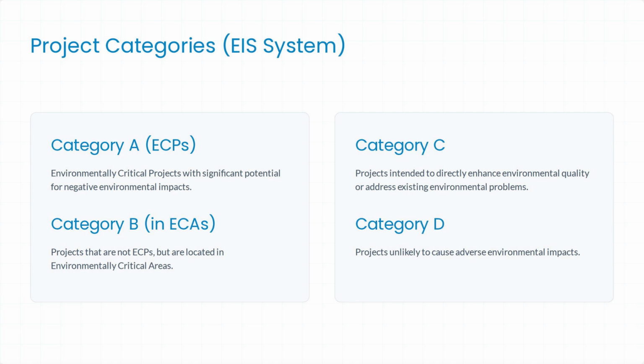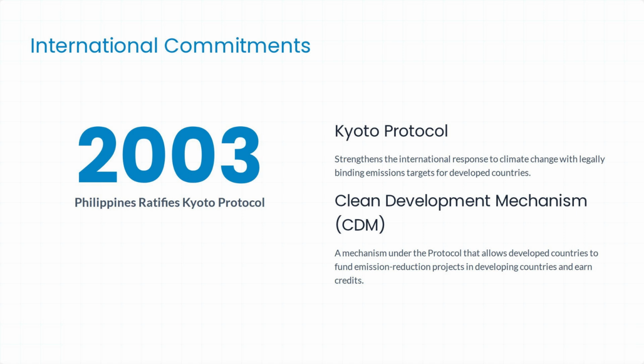Category A covers environmentally critical projects with significant potential for negative impacts. Category B includes projects that are not ECPs but are located in environmentally critical areas. Category C is for projects intended to directly enhance environmental quality, and Category D covers projects unlikely to cause adverse impacts. The Philippines is also part of international commitments.